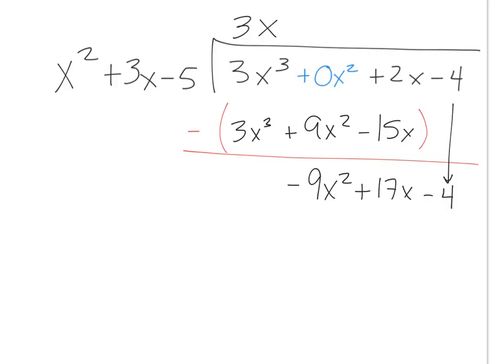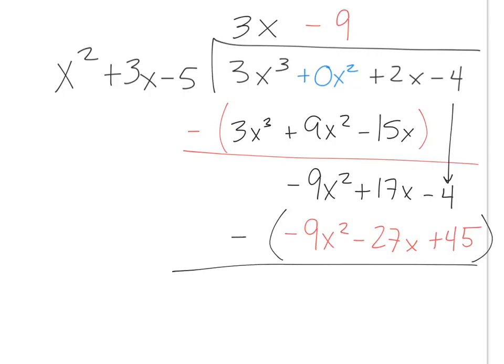Morgan, what did you put for the second part of this? Negative 9? Good. Negative 9 times 3 is going to give me negative 27 for the x. Negative 9 times negative 5 is positive 45 here. I remember to subtract the whole thing. And again, negative 9x squared minus negative 9x squared is 0. 17x minus negative 24 is positive. So we're going to get, what, 44x? And then negative 4 minus 45 is going to be negative 49.